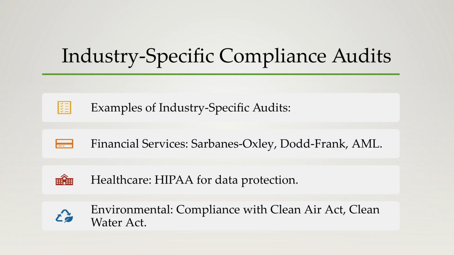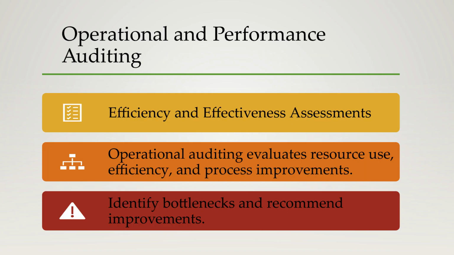Examples of industry-specific compliance audits include Sarbanes-Oxley for financial services, HIPAA for healthcare data protection, and adherence to acts like the Clean Air and Clean Water Acts for environmental compliance. Operational and performance auditing involves assessing efficiency and effectiveness. This evaluation focuses on resource use and process improvements to identify bottlenecks and recommend changes.